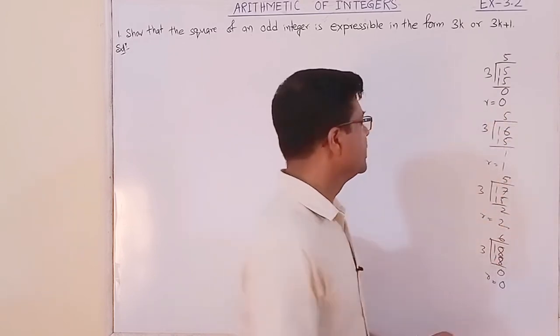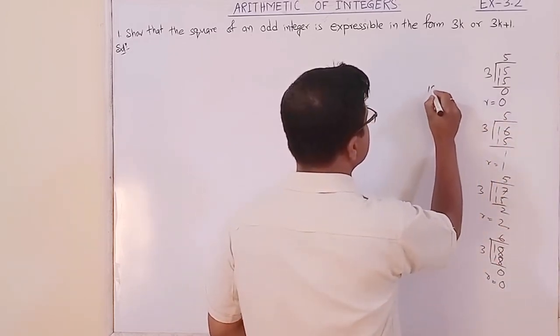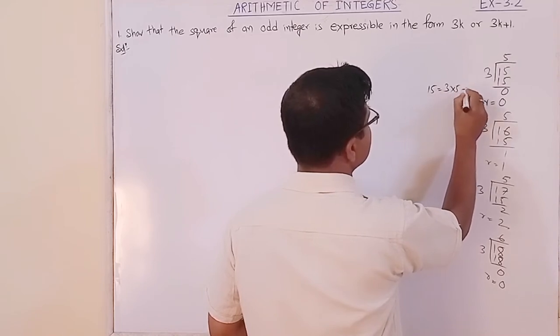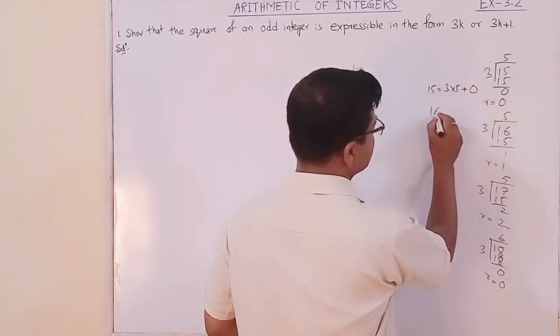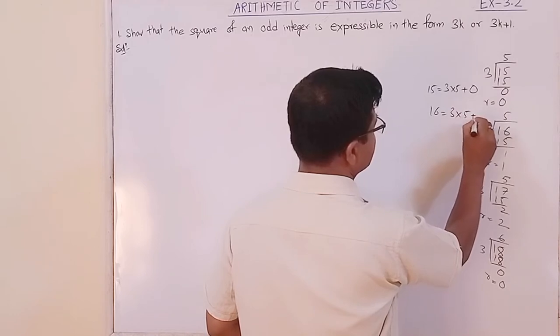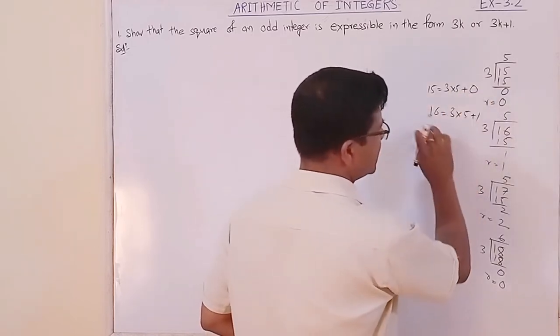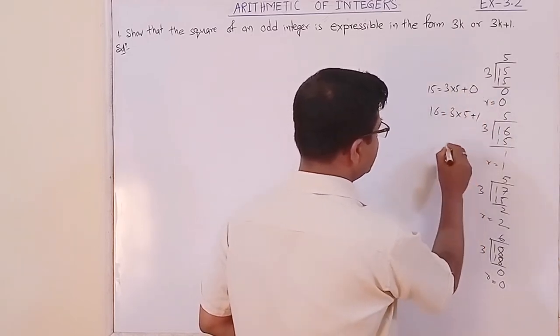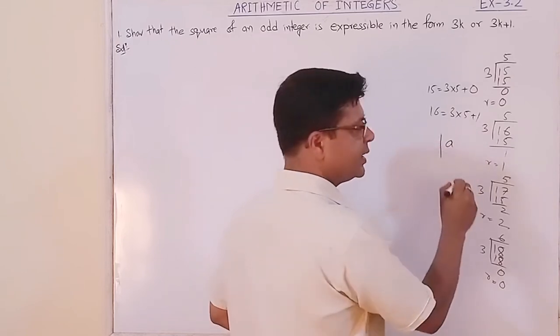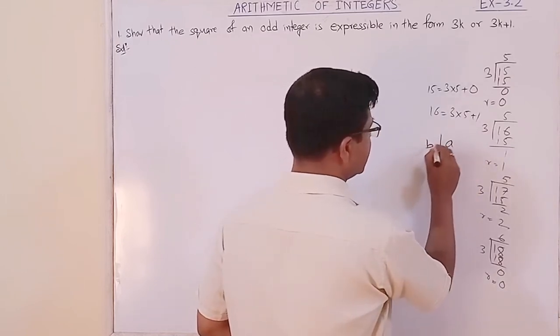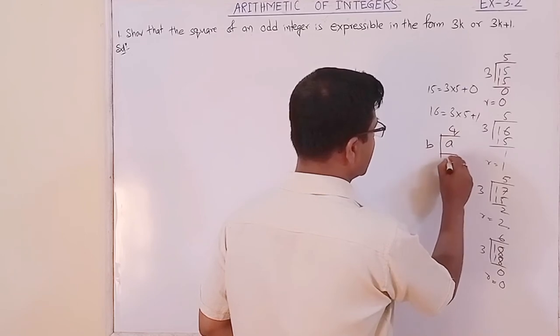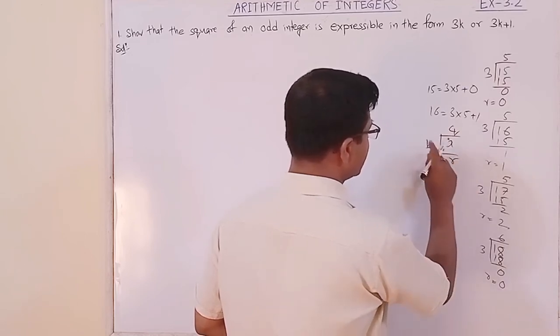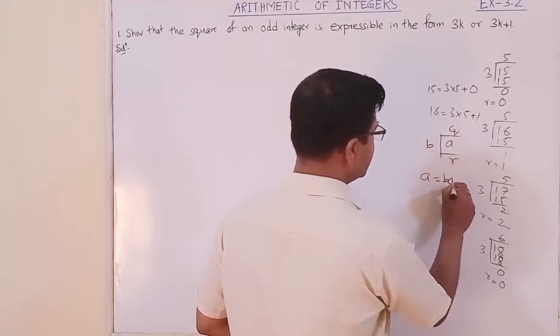Okay, you know this. So here 15 is equal to 3 into 5 plus 0. 16 is equal to 3 into 5 plus 1. This is the division algorithm or division lemma. So if any integer a is divided by another integer b, q is the quotient, r is the remainder, then a equals bq plus r.